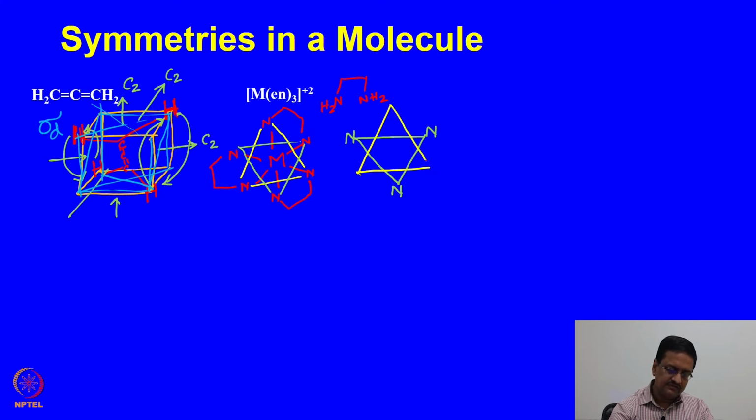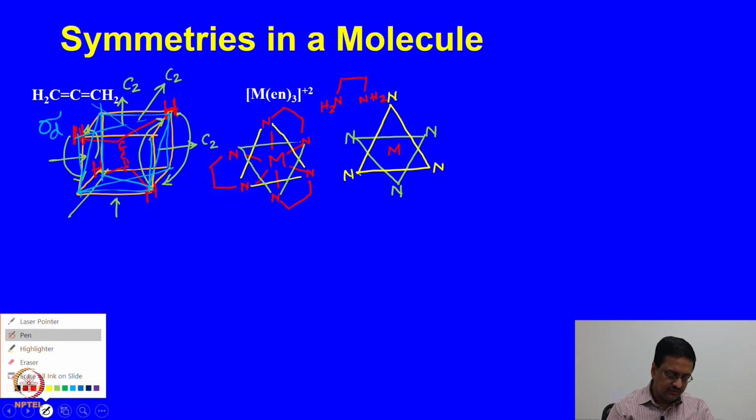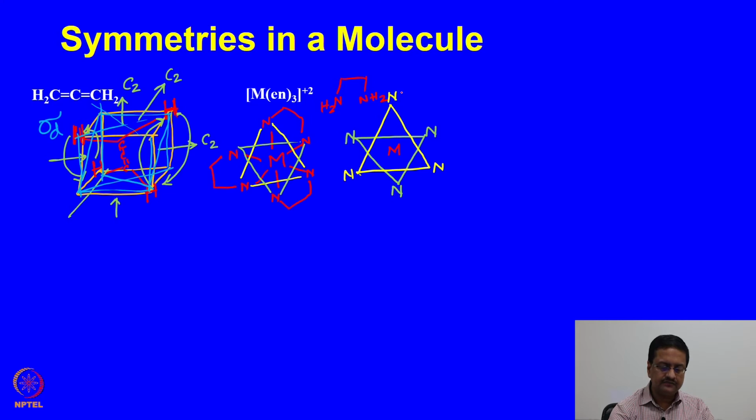So, a very nice star shaped geometry is formed, and the metal that we have is sitting at the center of this star, and the bonds that we have between the two nitrogen atoms are like that.